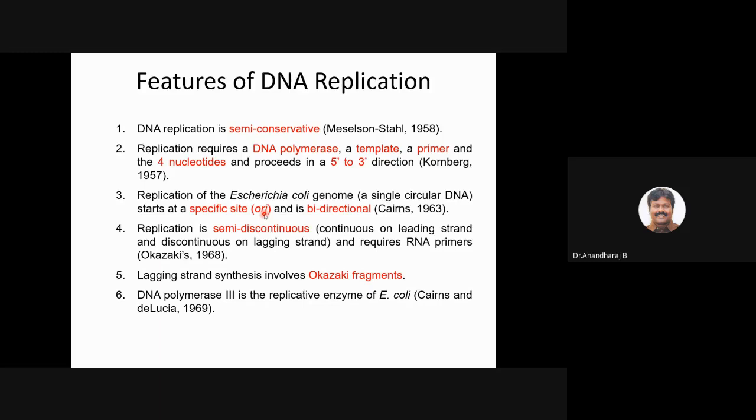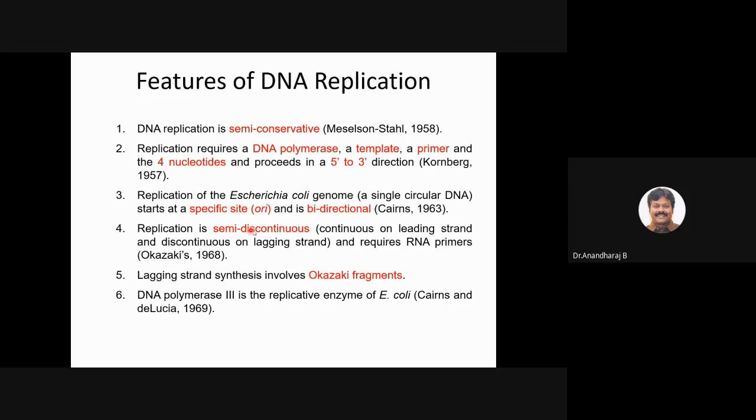E. coli has only one origin of replication. In our eukaryotic cells, a number of origins of replication will be there. The synthesis of the complementary strand is bidirectional. It will move in both directions from the origin of replication. Suppose the origin of replication is in the center; replication will take place on either side, both right-hand side and left-hand side. That's why it is called bidirectional replication. This was shown by Cairns in 1963.